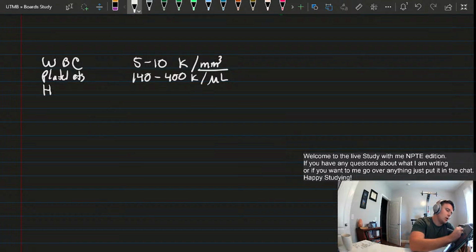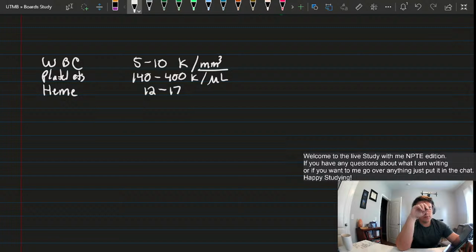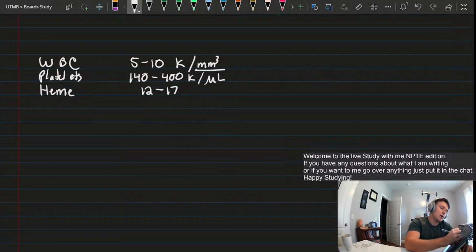But next is hemoglobin. For this, I know that there is a difference between males and females, but the board exam is really good about knowing that there's differences between resources and references. So I just try to remember 12 to 17, and I haven't missed a question on it yet. Typically, I think females are lower, like 12 to 15, and males are like 14 to 17 or something like that. So just know females are a little bit lower.